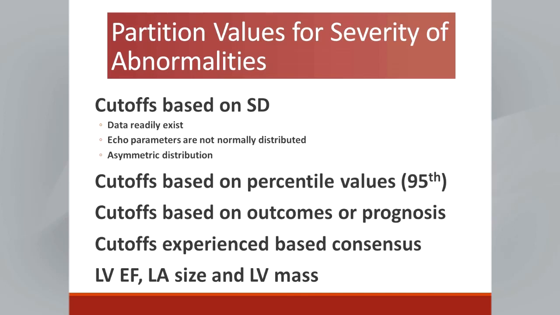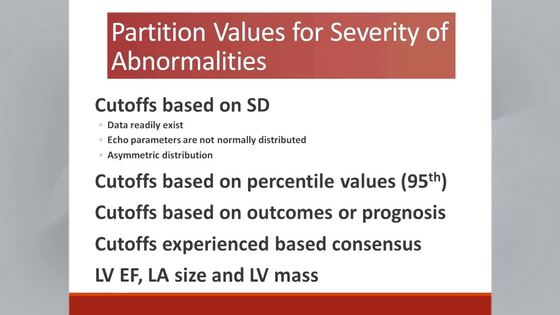However, using standard deviations is fundamentally flawed. First, not all of the echocardiographic parameters have a normal, Gaussian distribution, even in a normal population. Second, even if a particular parameter is normally distributed in normal subjects, most echocardiographic parameters when measured in the general population have an asymmetric distribution, usually going in one direction, either abnormally large for size parameters or abnormally low for function parameters.